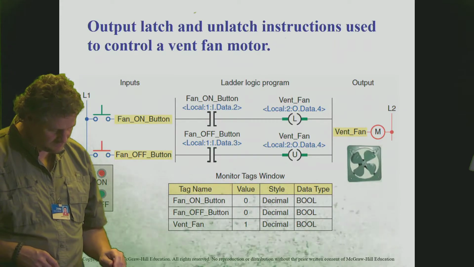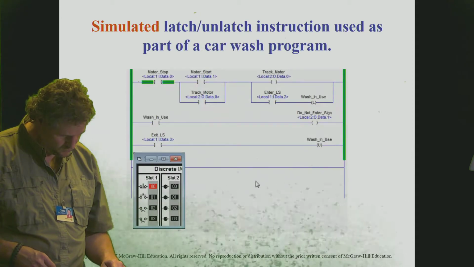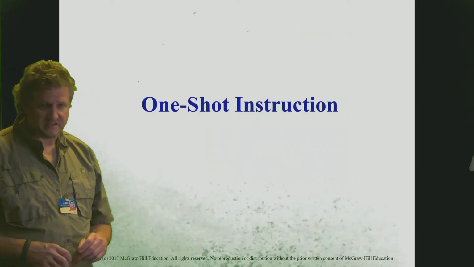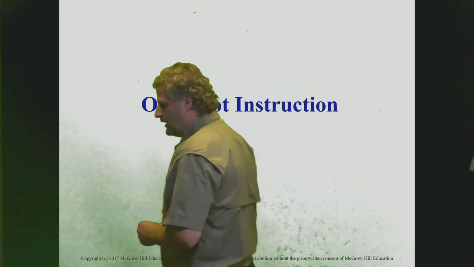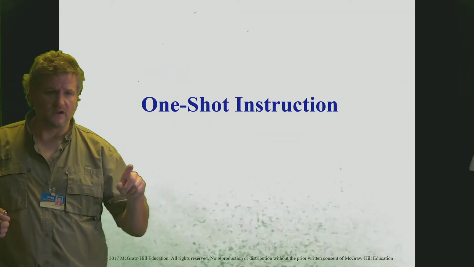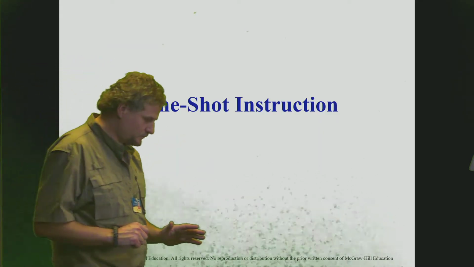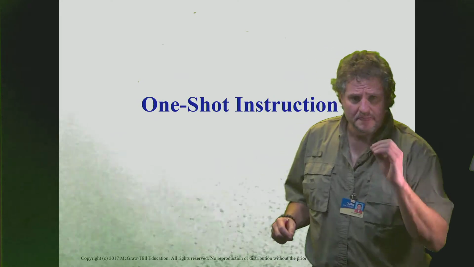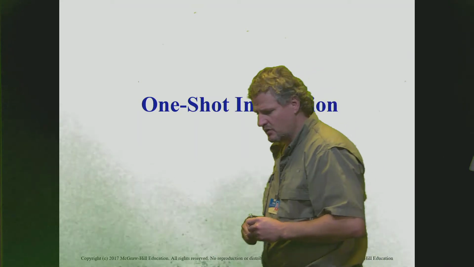So I'm going to zip right through this. One-shot instruction. Yes, we like one-shot instructions, so we will be using those. We'll like them a lot. Because, why? They give us one trigger to start a process, and I like that. Why do I like that? When I tell a process to start, I'm giving it one trigger, one very short trigger to start.